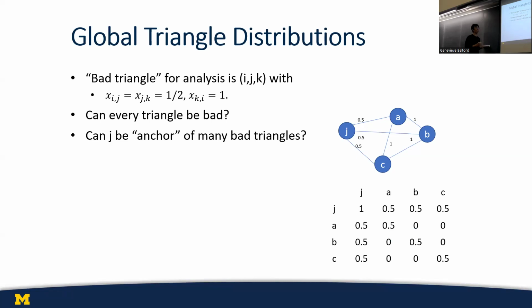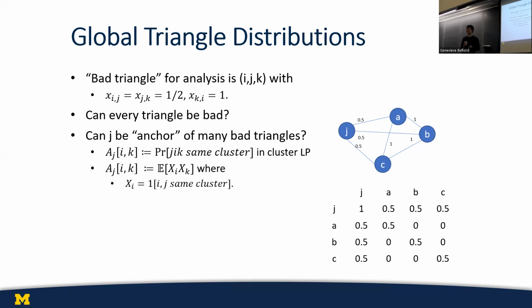And then a fancier way to look at it is some kind of matrix, A sub ij, A sub jik, being the probability that j, i, k are in the same cluster in the cluster LP. Okay, so this kind of matrix, one can easily see that this is a PSD matrix, because this is a moment matrix of some set. So at least that's one thing one can infer from this type of situation.